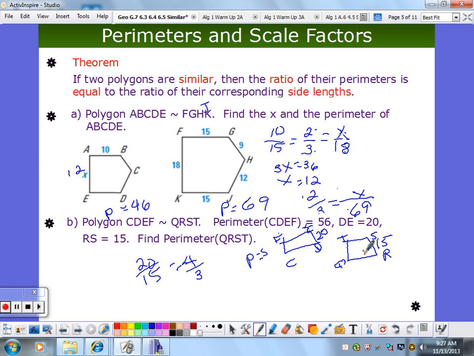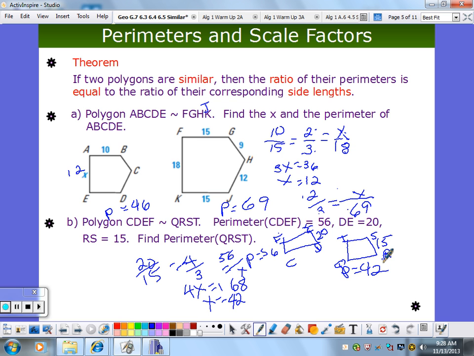So what's the ratio of the perimeters? Same thing. So if I know the perimeter of one of them, CDEF, that's 56, over my unknown perimeter that I'm trying to find. So 4 times x is going to equal 56 times 3. 168, is that right? Calculator friends? 56 times 3, 168. Yeah. And then I'm going to divide by 4. X equals 42. So the perimeter of this guy is 42.